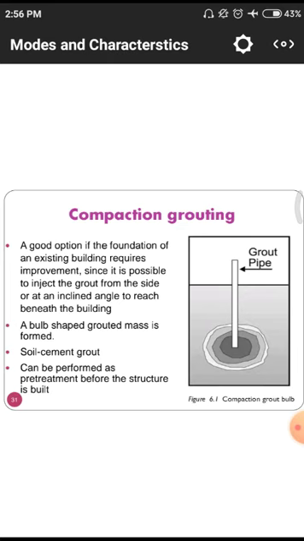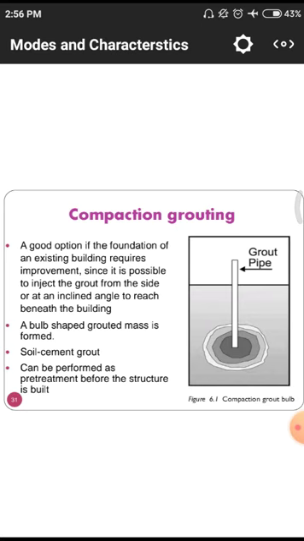First of all, it is a good option if the foundation of an existing building requires improvement. That means after the construction of a building, there may be continuous settlement at the foundation levels. To control those continuous settlements, we have to utilize this kind of technique. Below the foundation, we have to observe how many voids are present there and how those voids will be removed, so this technique is utilized at that particular space.